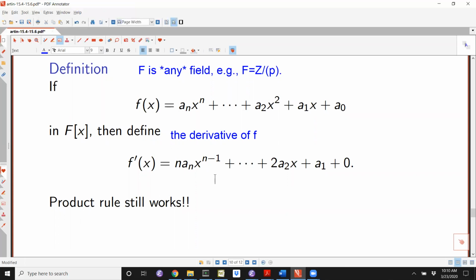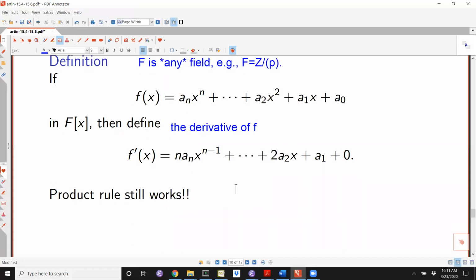You bring the exponent down as the coefficient. You subtract 1 from it. Yeah, there we go. Derivative of x squared is 2x. Great. So you can just define the derivative of little f in this purely formal way, and the remarkable thing about this is that the product rule still works. And this is homework. Maybe I haven't decided yet. Maybe this is homework to be done but not turned in.